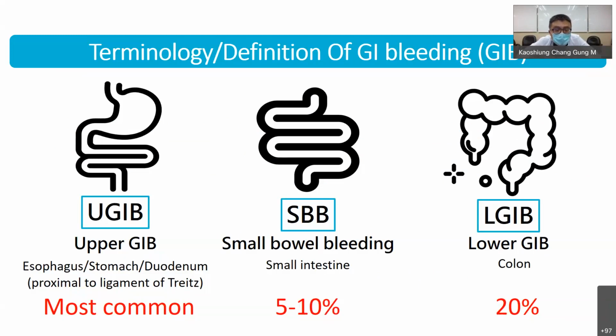Okay. So we need to classify our GI bleeding into 3 parts by different location.